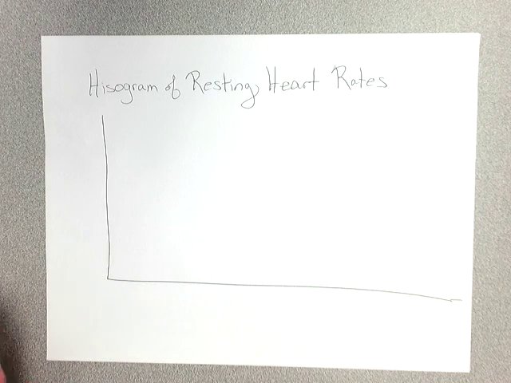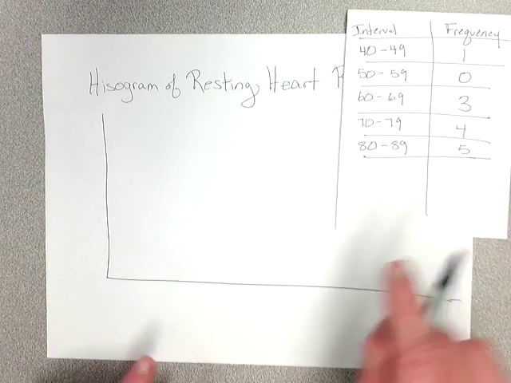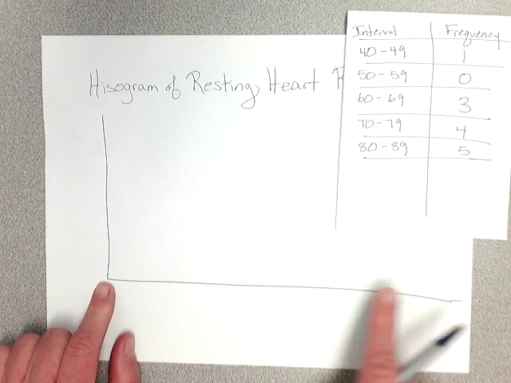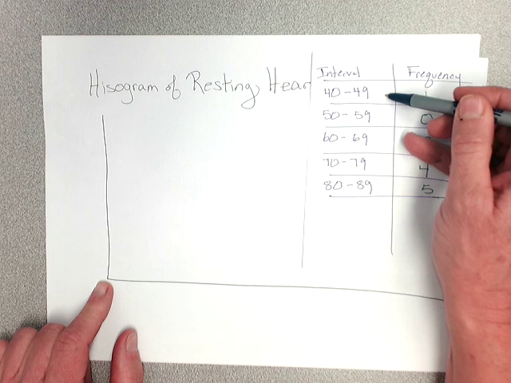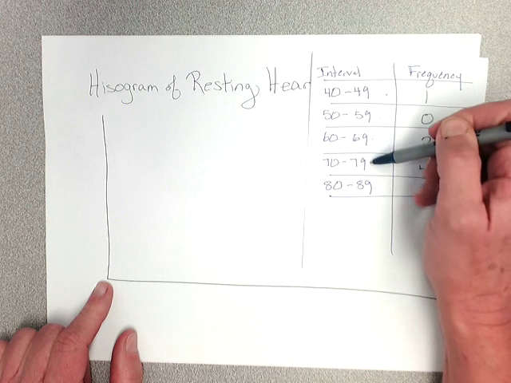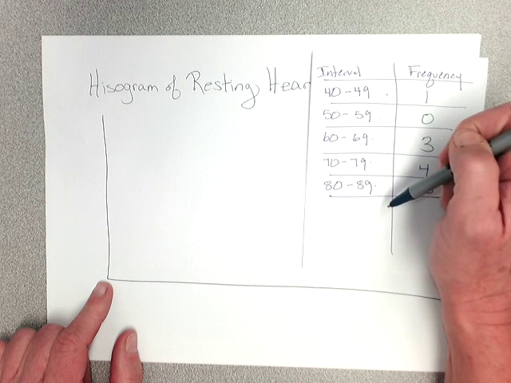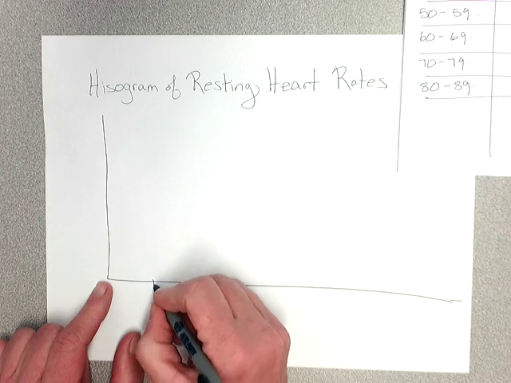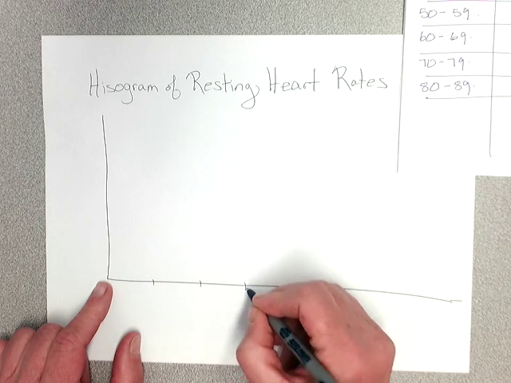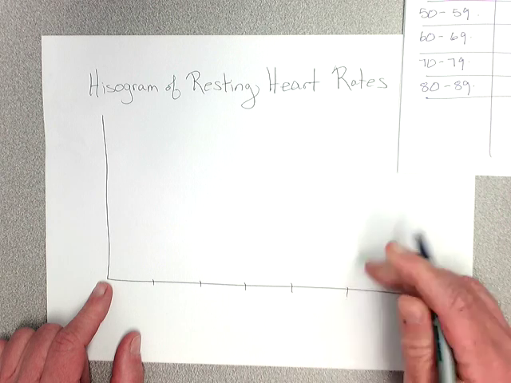Okay? Once I've got my lovely L there, I'm going to address the x-axis. And the way I'm going to deal with the x-axis is I'm going to figure out how many groups I need. 1, 2, 3, 4, 5. These are going to be my 5 groups. So I'm going to partition off 5 sections. 1, 2, 3, 4, 5.